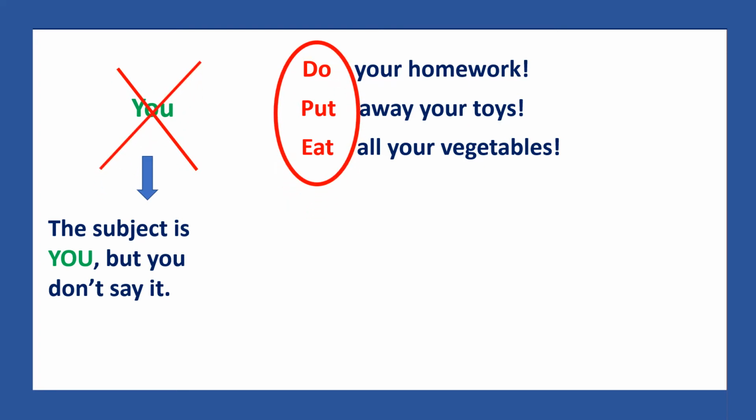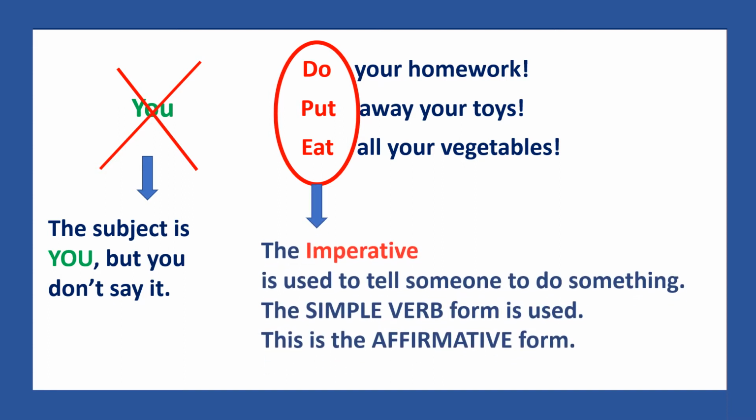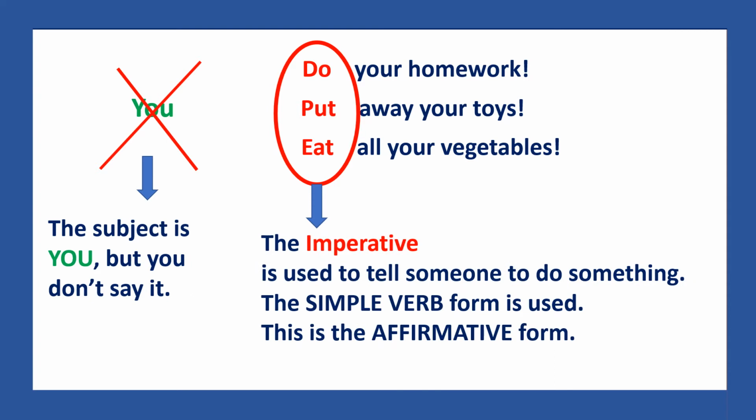Because let's look at the verbs. Do, put, eat. These verbs we call the imperative. It's used to tell someone to do something. So the simple verb form is used, and this is the affirmative. So when you are telling someone to do something, you can use the imperative with no subject. But remember, the verb has no s, no es, no ies, and no ing.